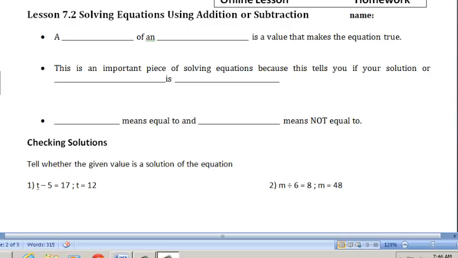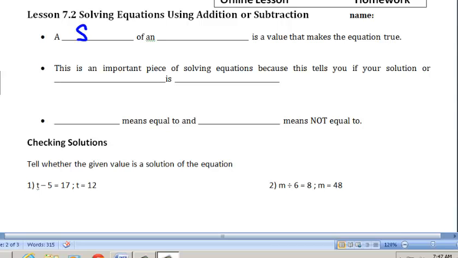This is lesson 7.2, chapter 7, solving equations using addition or subtraction. One of the very important lessons where I want you to learn the process, because this is what you'll be using from now on till you finish high school.